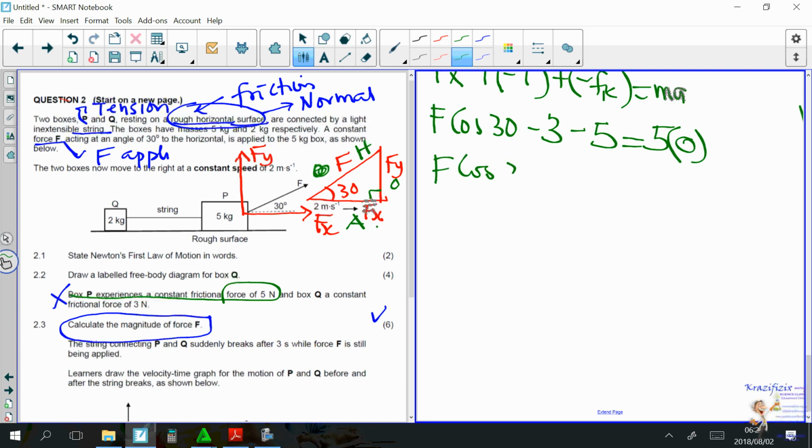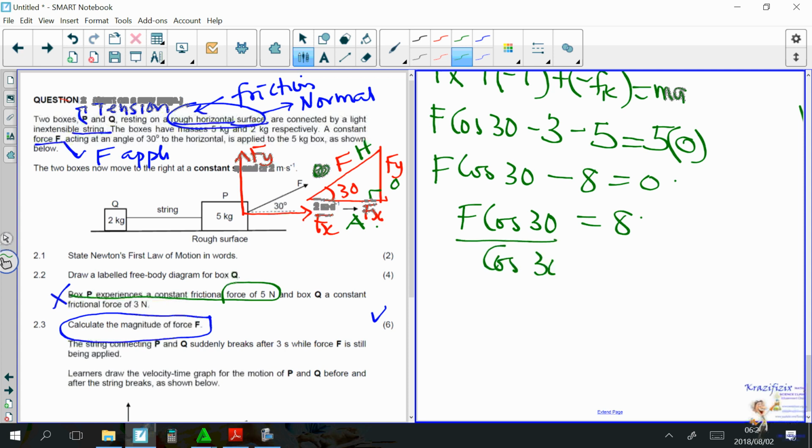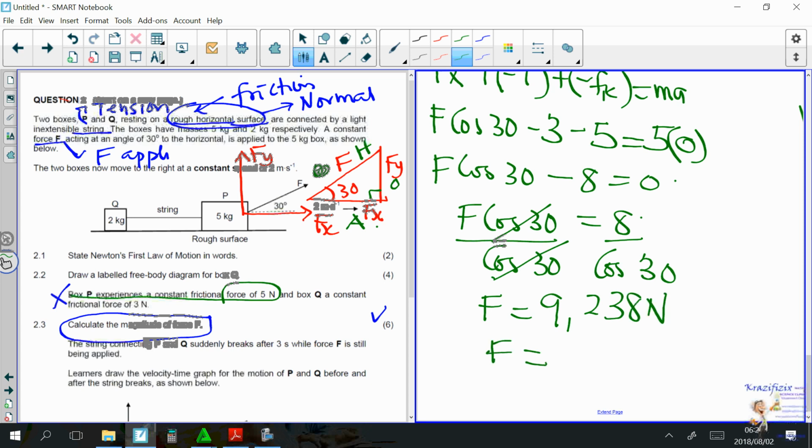F cos 30 minus 8 equals 0. F cos 30 equals what? 8. Divide both sides by cos 30. Let's try to reduce the calculator usage. Now, if you do this on your calculator, you would be getting 9.238 newtons. But we must round up to 2 decimal places, which gives us 9.24. And then you have your marks.